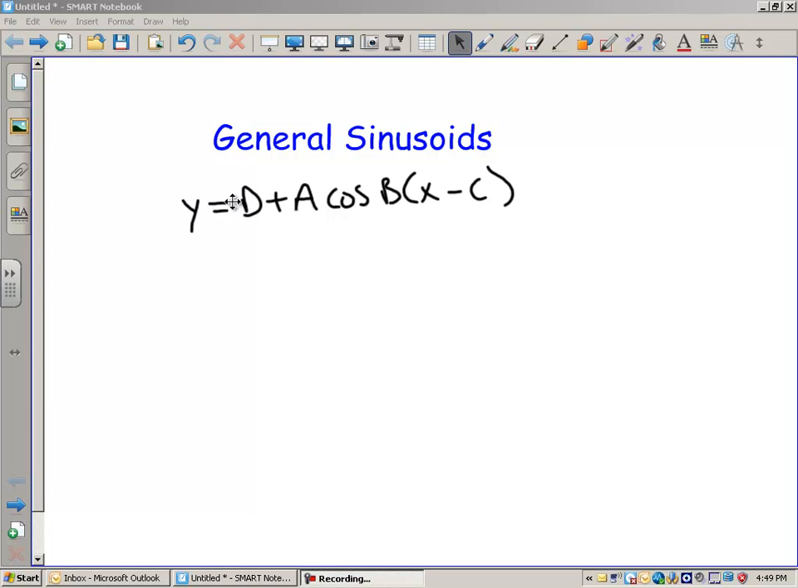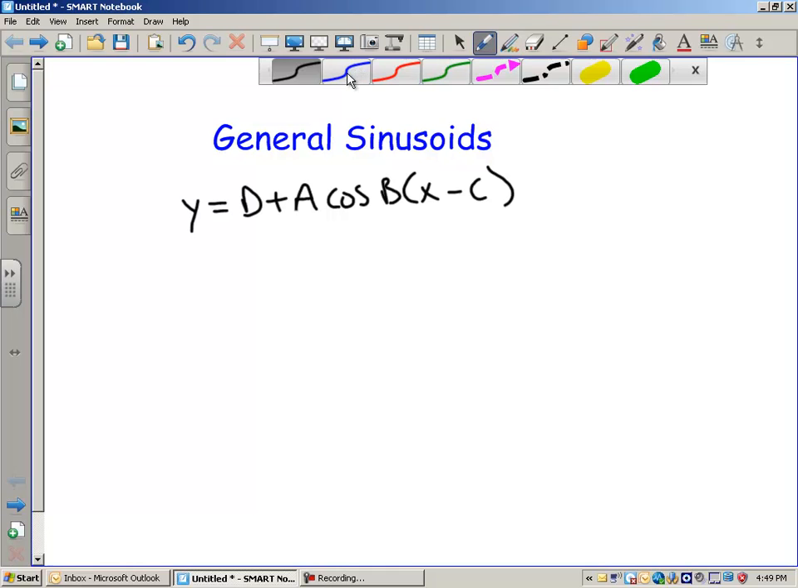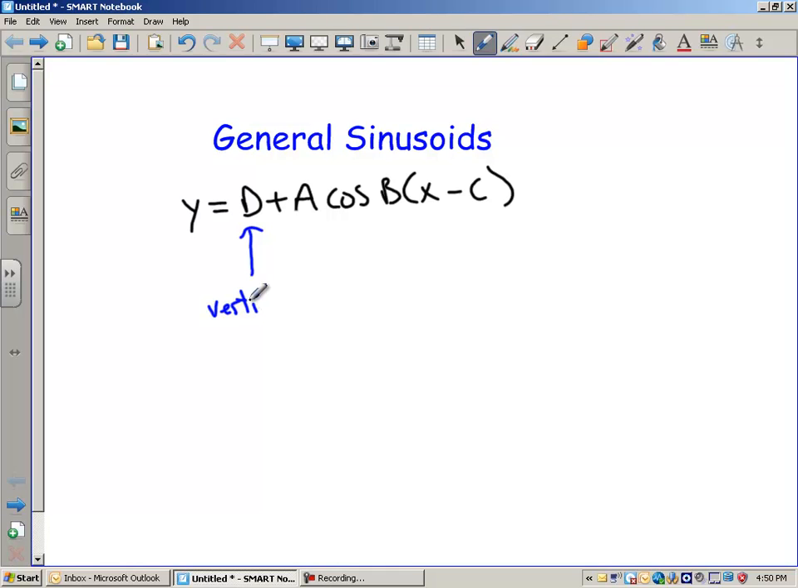Today we're going to take a look at some more transformations of our sine and cosine graph, and we're going to throw in what's called a phase shift. Now let's go through a general sinusoid, and we're going to pick out some things. First of all, if you have something added or subtracted, then we did this yesterday, we know this is a vertical shift. We're just moving the graph up or down.